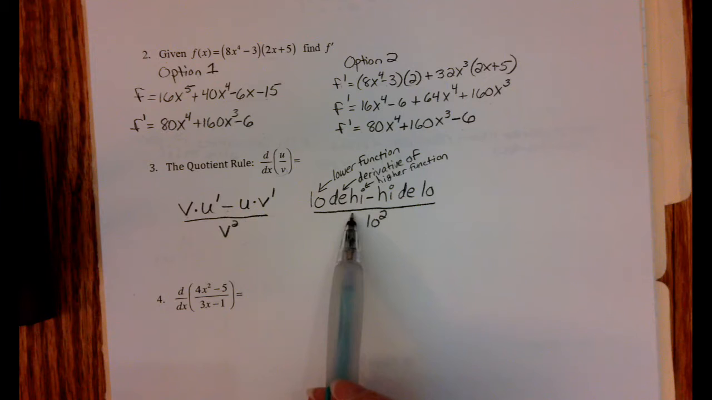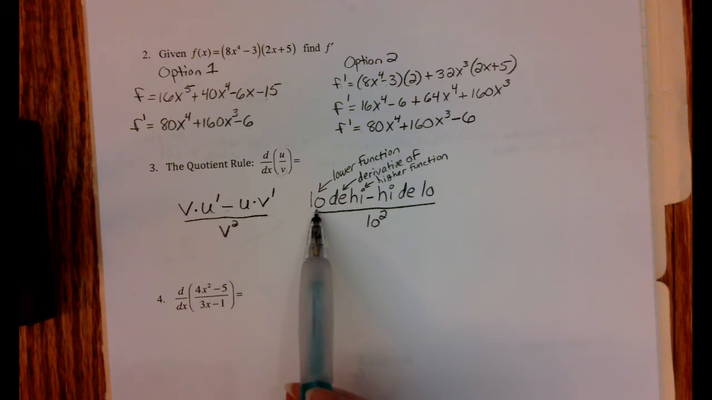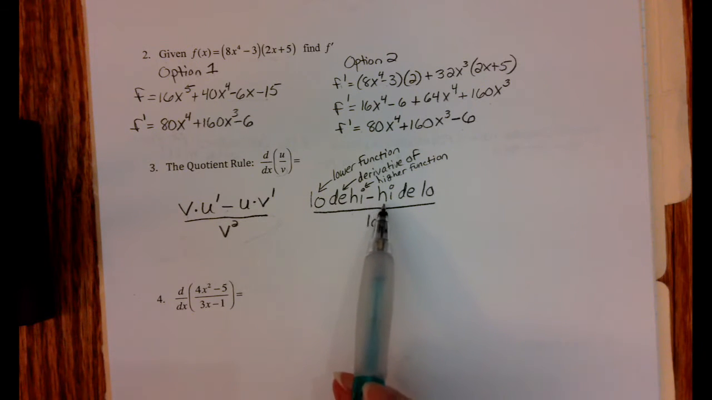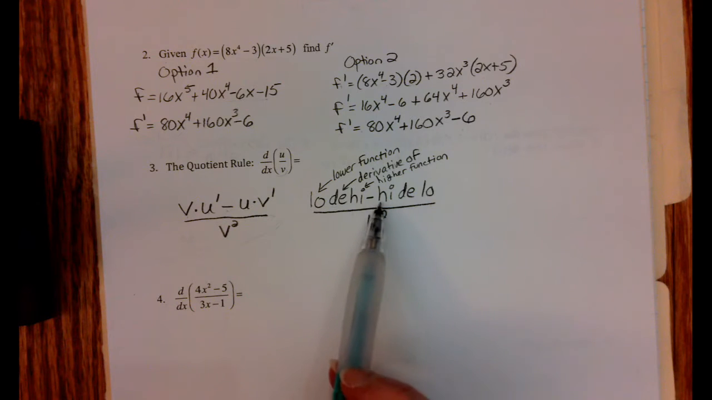There's a little mnemonic device that can help you to remember this rule. And it goes like this. Low d high minus high d low over low low or low squared. So if you say it a bunch of times, it's kind of catchy. Low d high minus high d low, low squared.